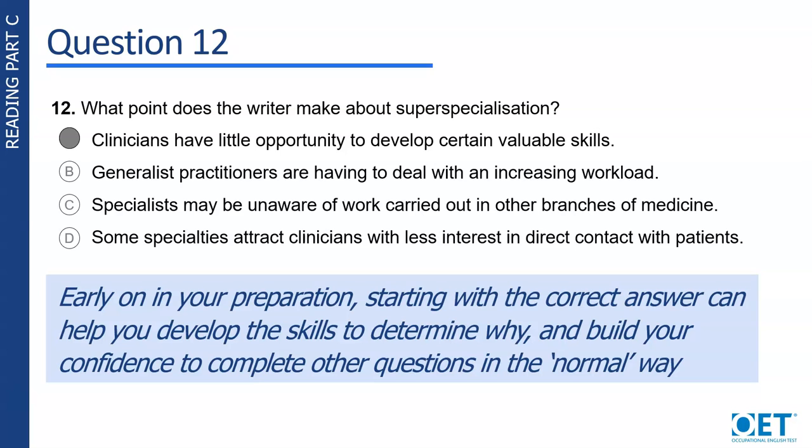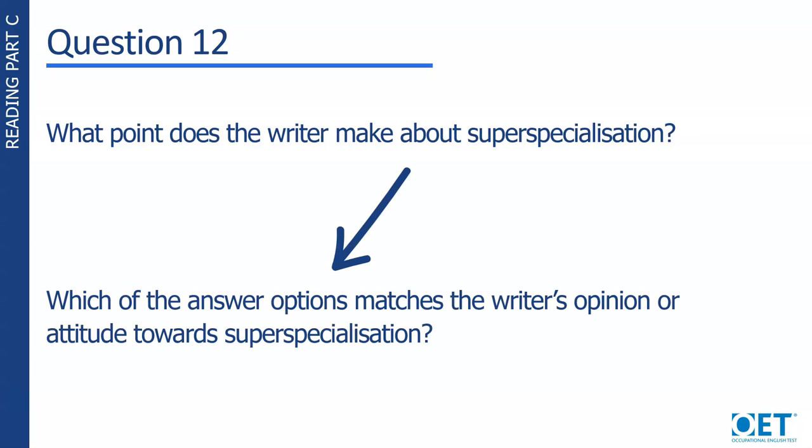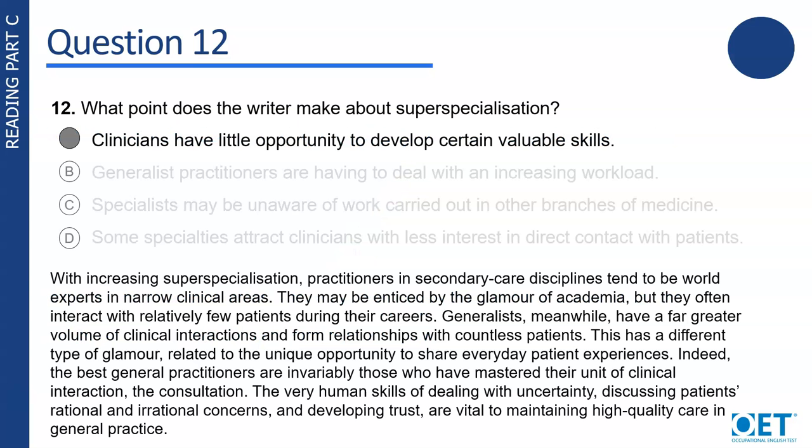Let's start with making sure we understand the question, which is important whichever method of finding the answer you use. What point does the writer make about super specialization? If we reduce this question to our own words, the question is asking us to decide which of the answer options matches the writer's opinion or attitude towards super specialization. Now let's look at option A.